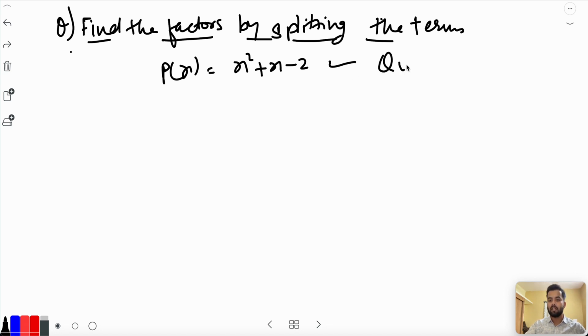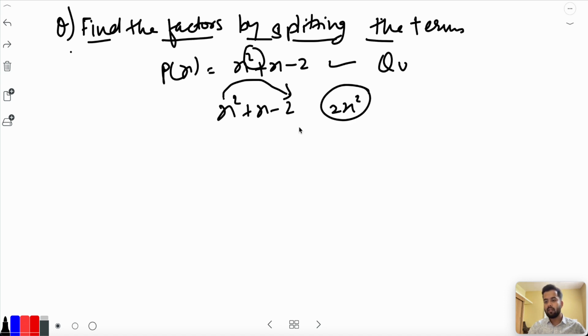This one is a quadratic, right? The power is 2 only, na? So that is quadratic, right? Now how to do it? See, x square plus x is one term, minus 2 is another term, right? You have to think about the first term and the last term. Multiply that. X square into 2, what is that? 2x square, right? Keep this in mind.